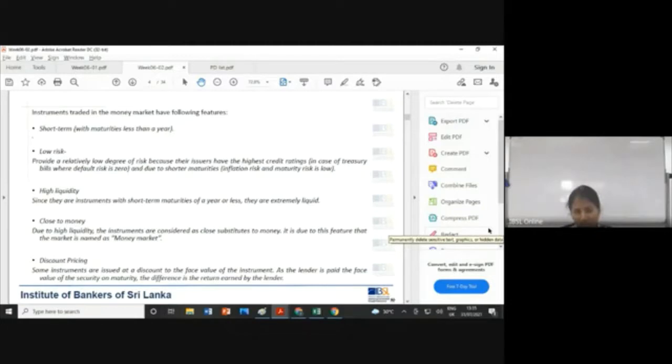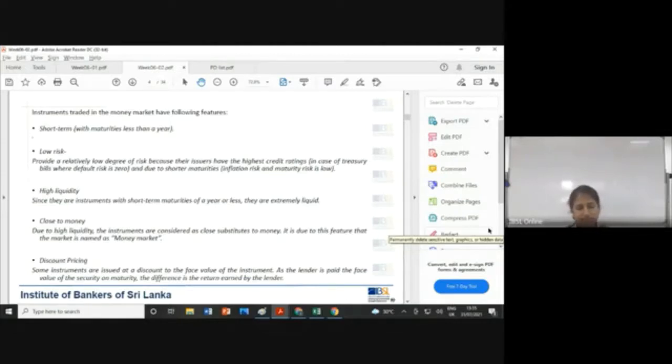The real value of this certificate is 100, but I'm giving it to you today at 90. You come back to me at the end of 3 months, I will pay you 100. The difference is going to be the interest to the investor. It's not an add-on percentage method, but it's a discount pricing. The instrument is being issued at a discount to the face value.